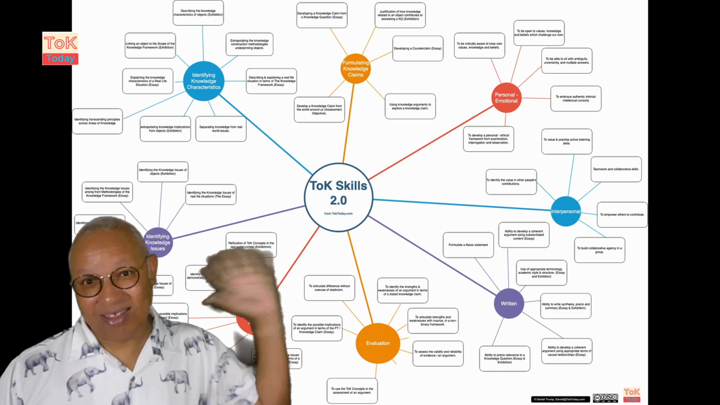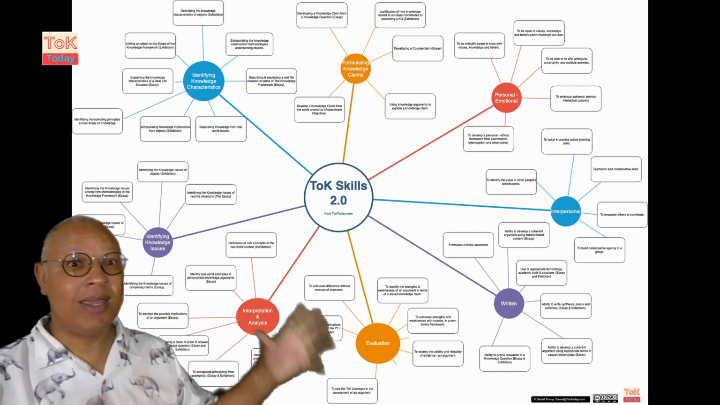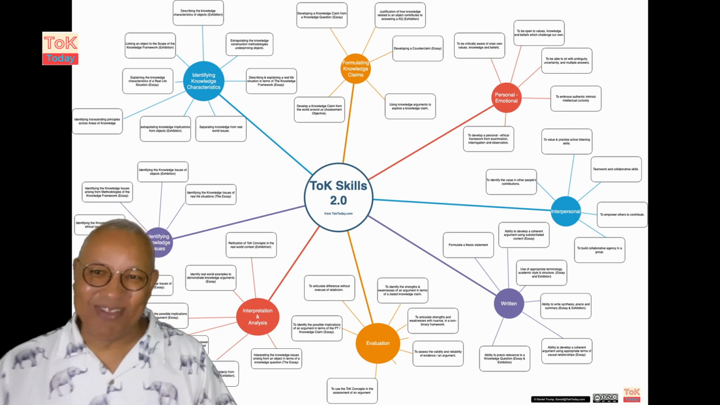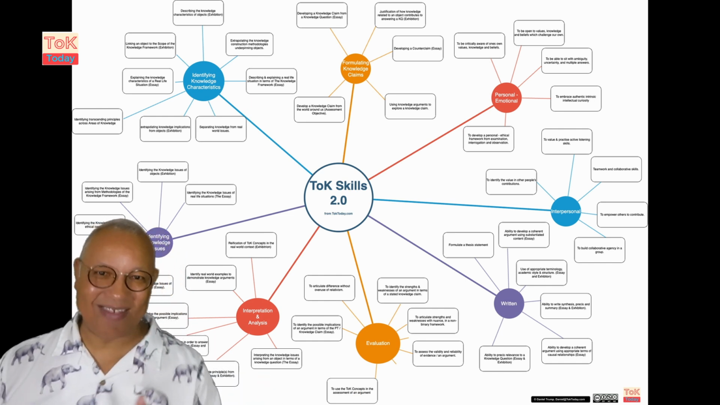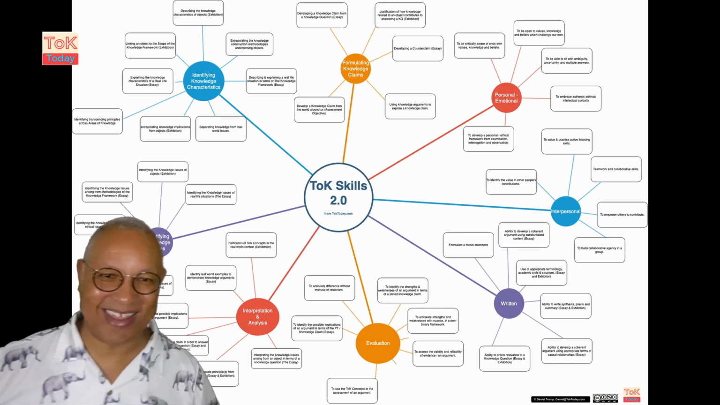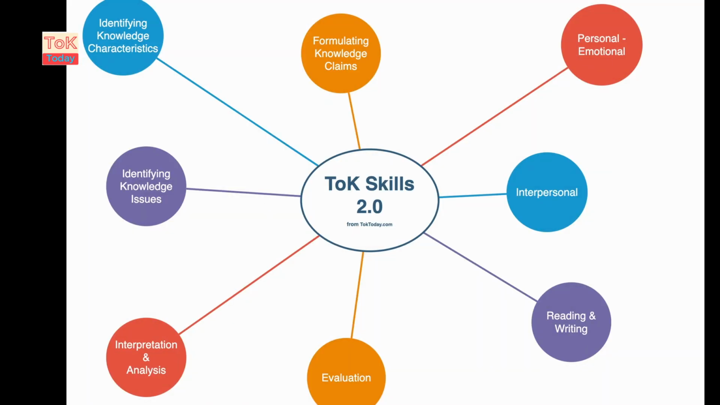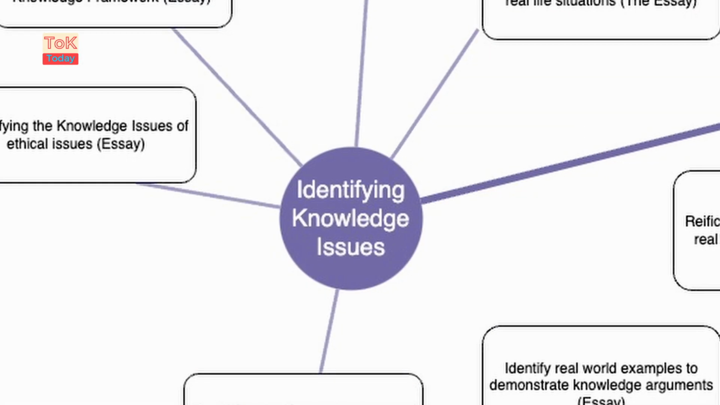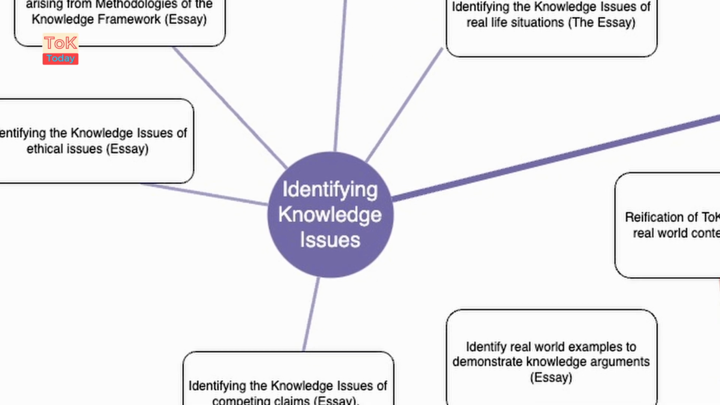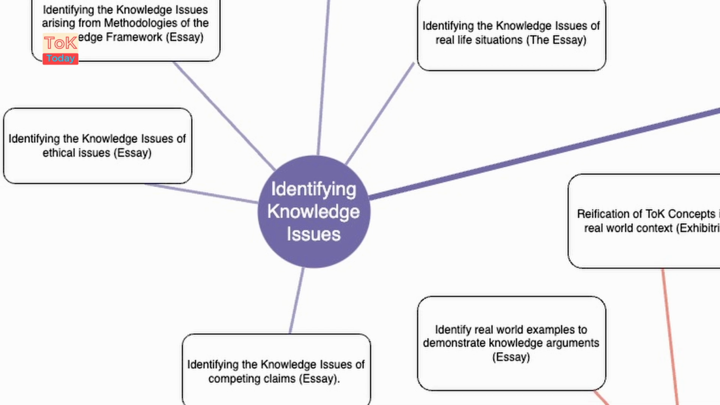ToK Today skills diagram. And as you can see, it's really, really big. People have put in a lot of identifiable skills, and that's really good, and we'll come back to why that's good in a second. So I came up with a summary of those skills. On the summary diagram, we've got identifying knowledge characteristics, formulating knowledge claims, personal emotional, interpersonal, reading and writing, evaluation, interpretation analysis, and identifying knowledge issues. Each of those areas could be seen as being a family of skills.